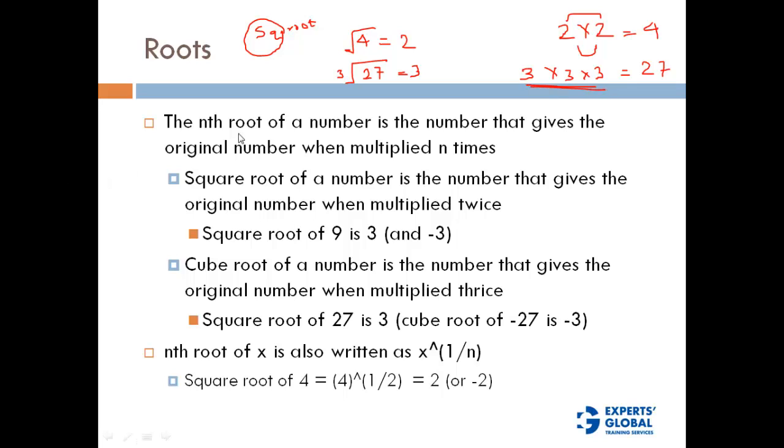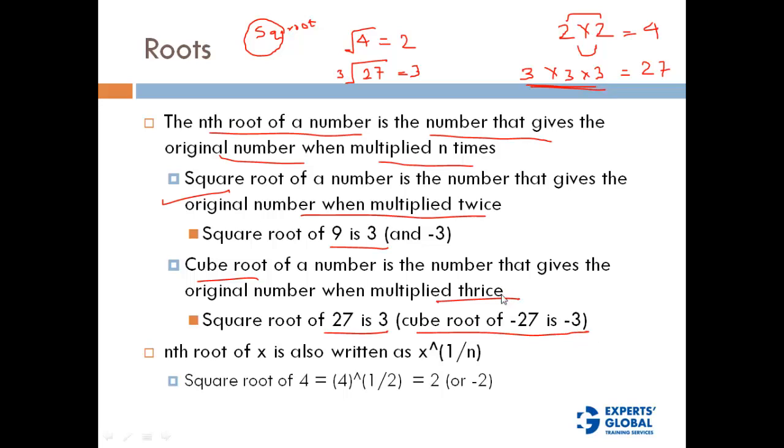So the nth root of a number is the number that gives the original number when multiplied n times. For example, square root of 9 is 3. Square root is a number that gives the original number when multiplied twice. Cube root is the number that gives the original number when multiplied thrice. Cube root of 27 is 3.